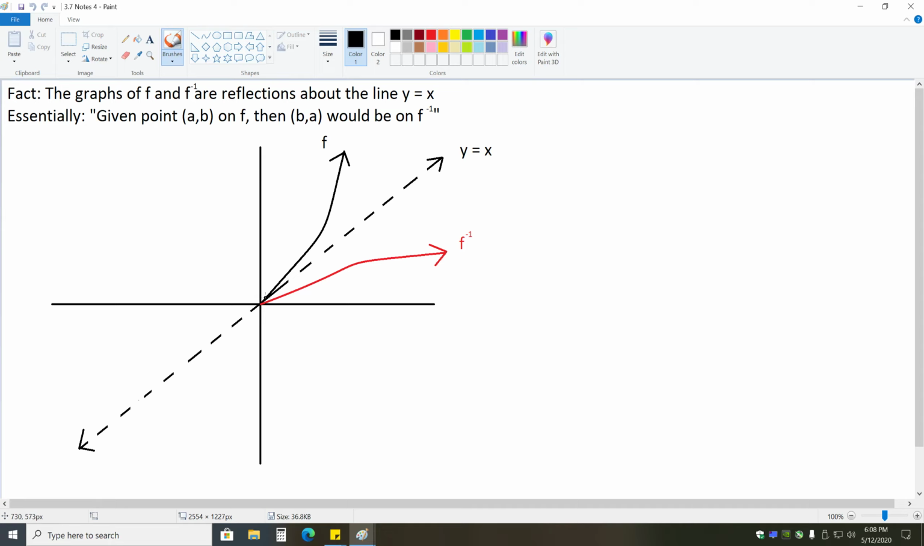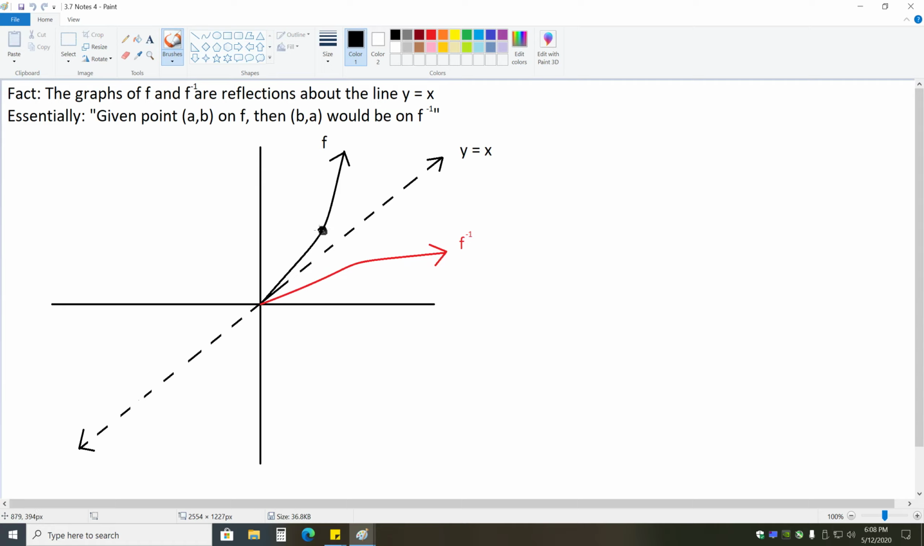So on a graph, we say that if you draw the line y equals x, which I've drawn with this dotted line, and then you were to draw some function, so I've drawn this function f in black. If you were to reflect this, meaning if the line y equals x acted as a mirror, if you reflected this graph over this line y equals x, you'd end up with something that looks like this graph in red, which is f inverse.